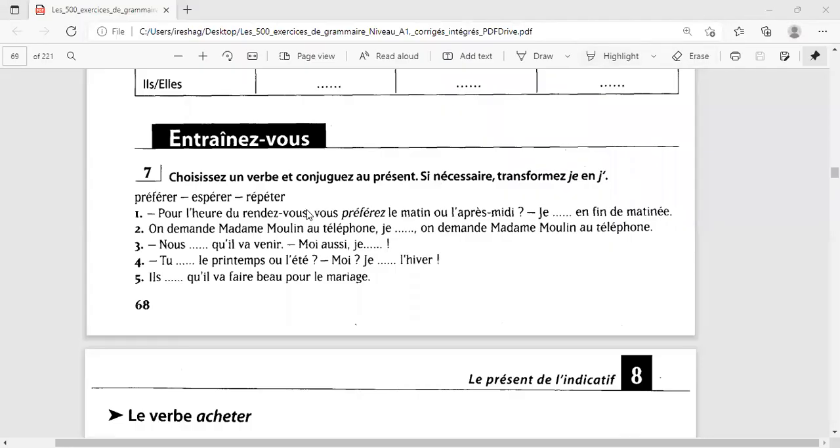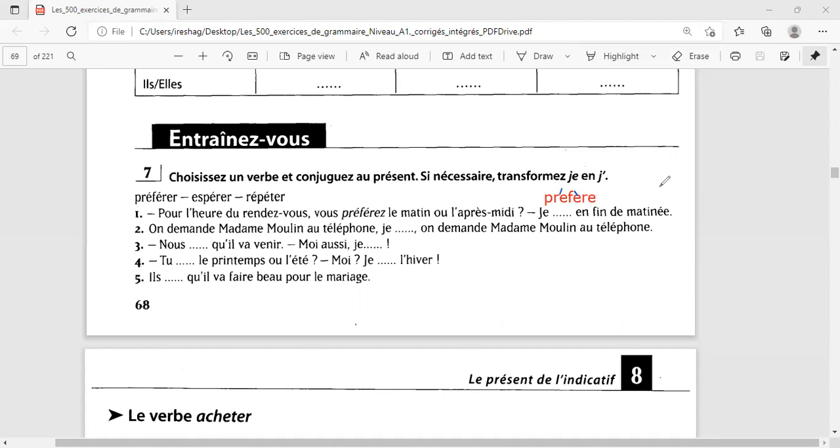Okay, choisissez un verbe conjugué au présent. Pour l'heure du rendez-vous, it's for the time of the meeting. Pour l'heure du rendez-vous, vous préférez le matin ou l'après-midi? You prefer the morning or the afternoon? So, what is the verb you selected there? Je préfère la fin de la matinée. I prefer the end of the morning.